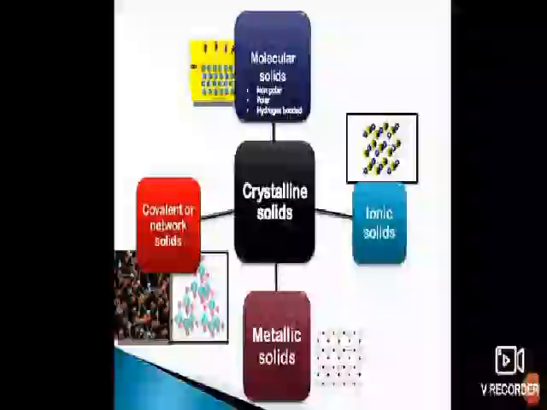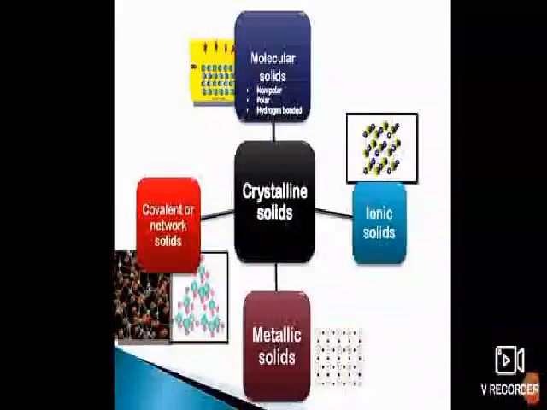Here, based upon the type of particles and also based upon the attraction force between the particles, we are classifying the crystalline solids into four categories. That is what we are going to see now. The first one is molecular solids, then covalent or network solids, ionic solids and metallic solids. So these are the four categories of crystalline solids.